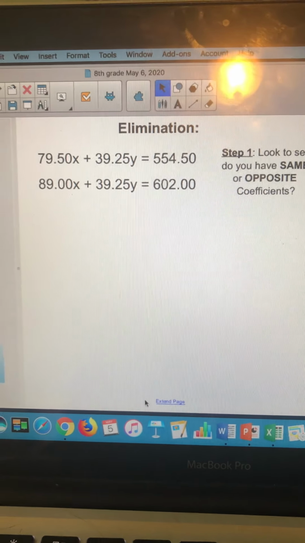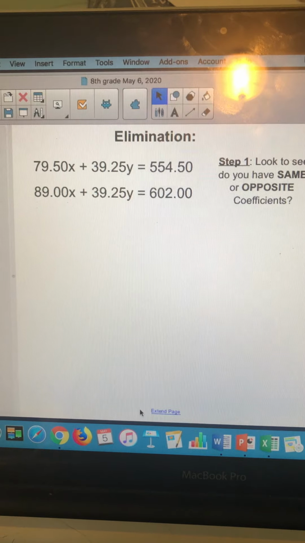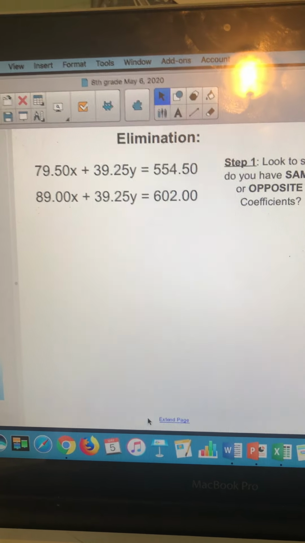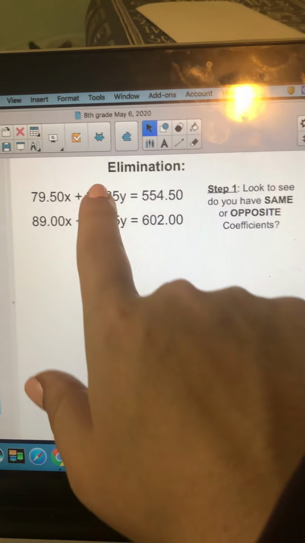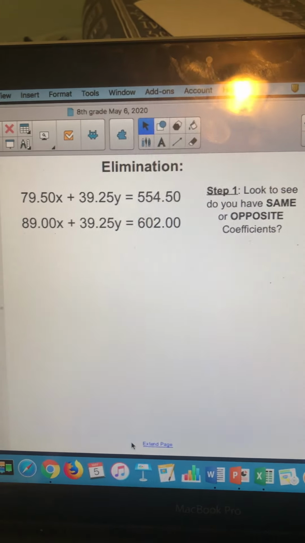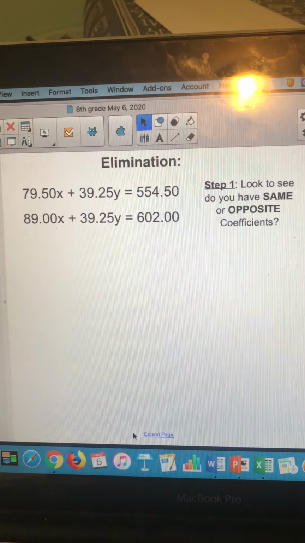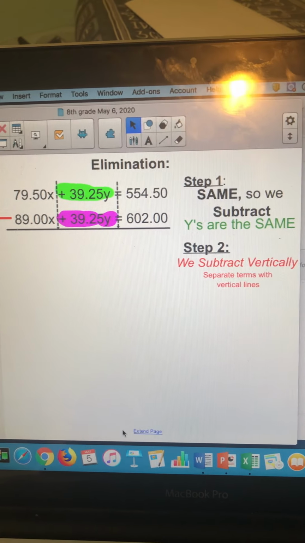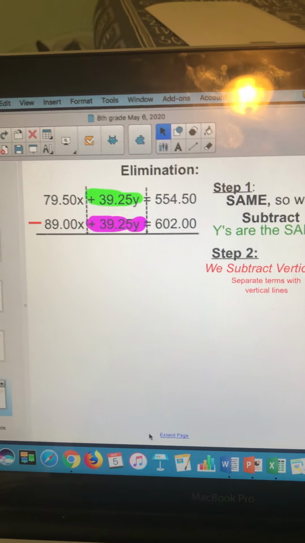So now we're going to solve through elimination. We want to look to see, do we have the same or opposite coefficients in these equations? And some of you might have already noticed that 39.25 is the same coefficient for our y's. So when we have the same, we use subtraction, and that's what we're going to do to eliminate the y and solve for x. So I'm going to set that up here.